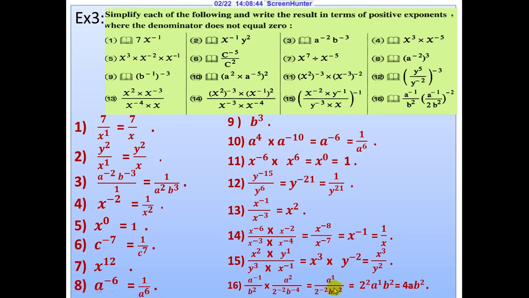And how to write this in simplest form? We have a raised to power positive 1, and here 2 raised to power negative 2 and b also raised to power negative 2. We need to change the place of both in the denominator. To be in this form, write 2^2 up, a^1 as it is, b^2 up. Finally, it will be equal to 4ab^2.